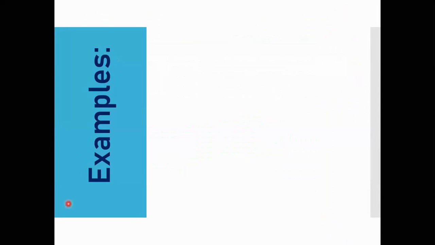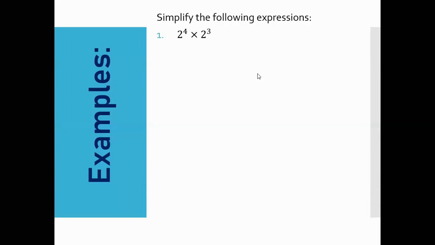So let's simplify the following expressions. So our first example is 2 to the power of 4 times 2 to the power of 3. Because the parts of the expression have the same base, which is 2, we can apply the multiplication law and add the indices. So the next line is going to be 2 to the power of 4 plus 3. And so my final answer is going to be 2 to the power of 7. And so in this case, since we're only focusing on the indices, we can leave the answer just like this.